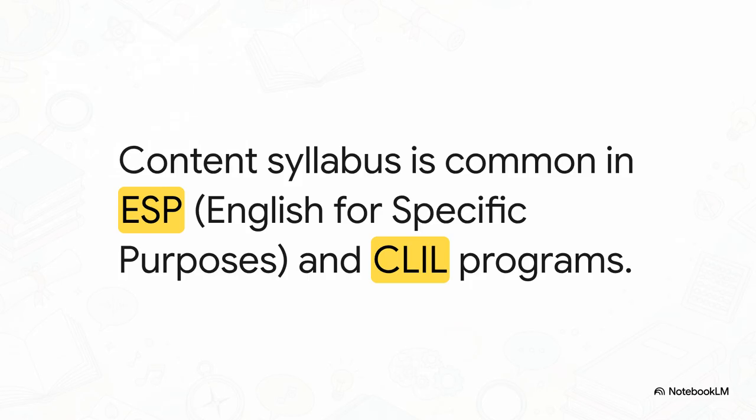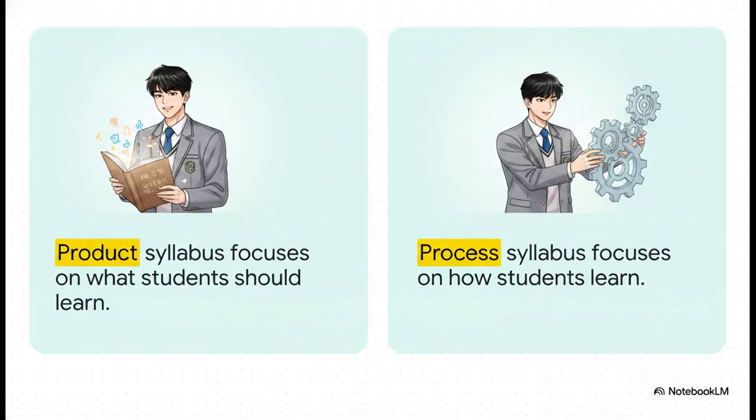To ground this theory in real-world educational applications, you'll actually see this approach a lot in two major types of programs. The first is ESP, which stands for English for Specific Purposes. And the second is CLIL, Content and Language Integrated Learning. When engineering students learn English through engineering topics, they're usually sitting in one of these highly targeted, content-driven programs. And this brilliantly illustrates the true power of a content syllabus.